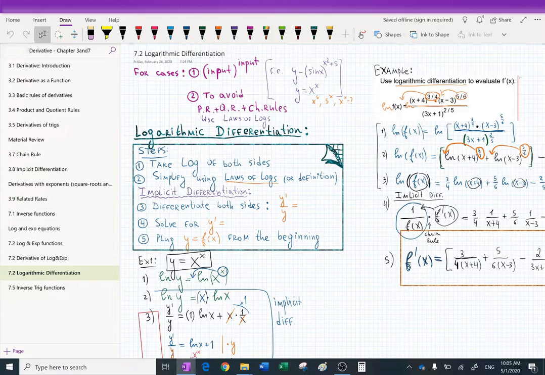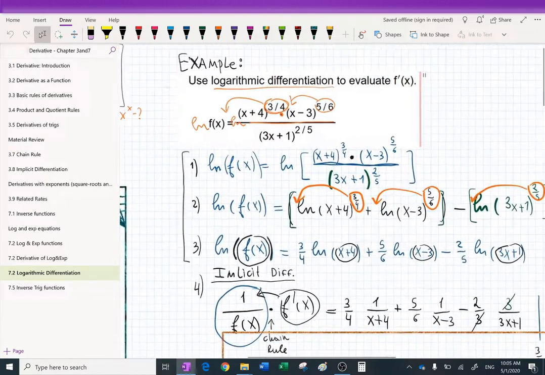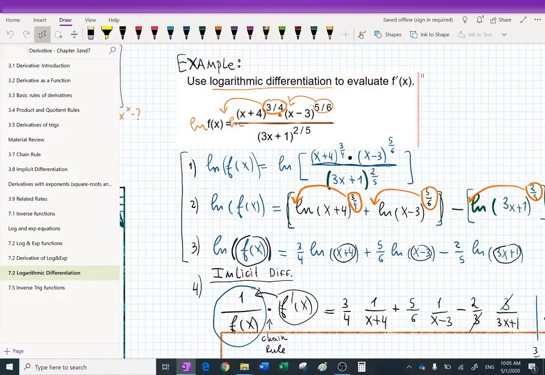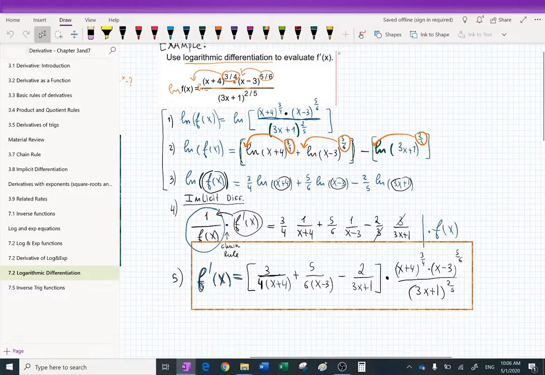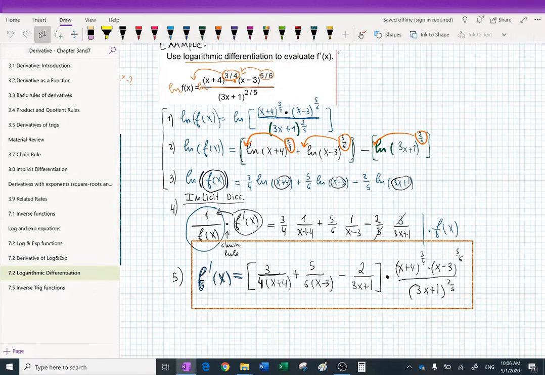And the idea is to avoid working with examples like this: f of x is a huge fraction with exponents and so on. Instead, I'm applying log on both sides, simplifying it as much as I can using properties of logs until I get this nice written form. Then I can differentiate this form instead, and the derivative of that form is much easier.